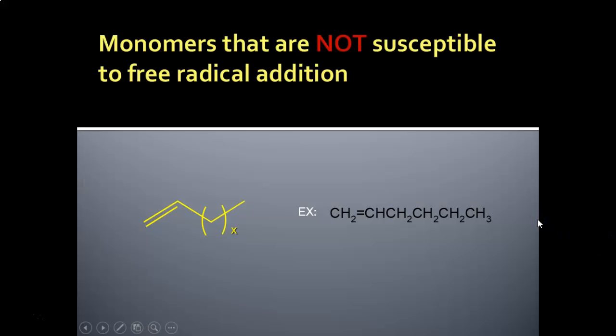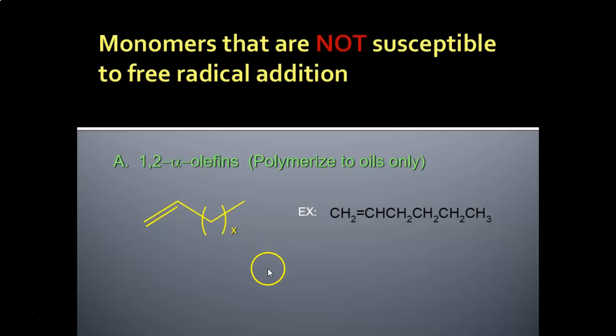Monomers that are not susceptible to free radical addition include CH2=CH with a long chain, which we call 1,2 alpha olefin, whereby it polymerizes to oils only. This one is a triglyceride, one of the triglyceride structures of the oil, for example sunflower oil, which is an organic or natural source of polymer. So this monomer is not susceptible to free radical addition.